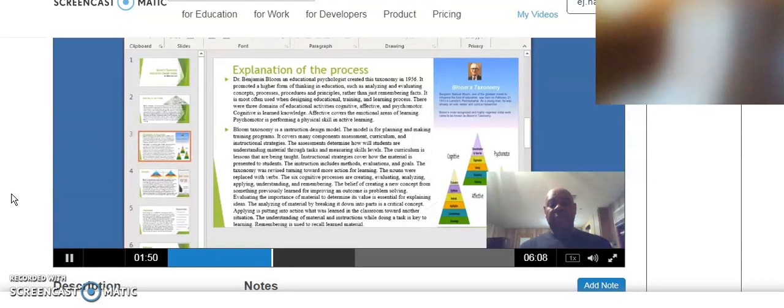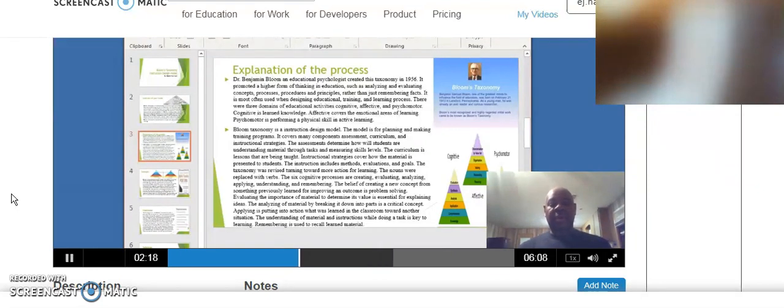There were three domains of educational activities: cognitive, affective, and psychomotor. Cognitive is learned knowledge. Affective covers the emotional areas of learning. Psychomotor is performing a physical skill in active learning. Bloom's taxonomy is an instruction design model. The model is for planning and making training programs.